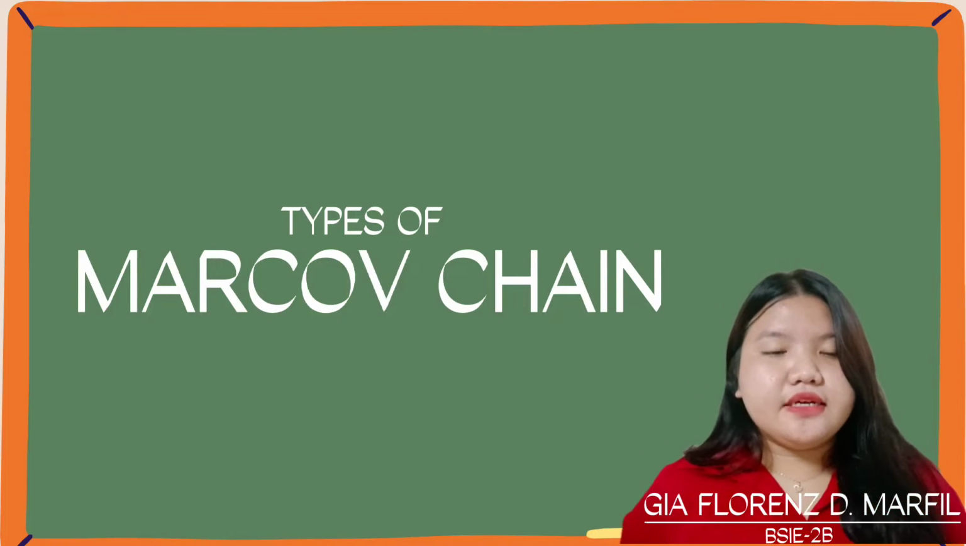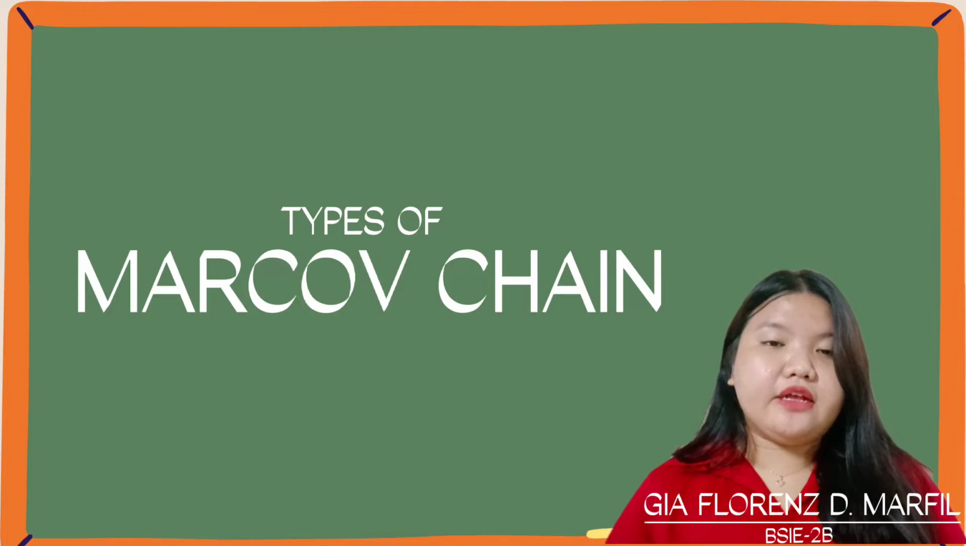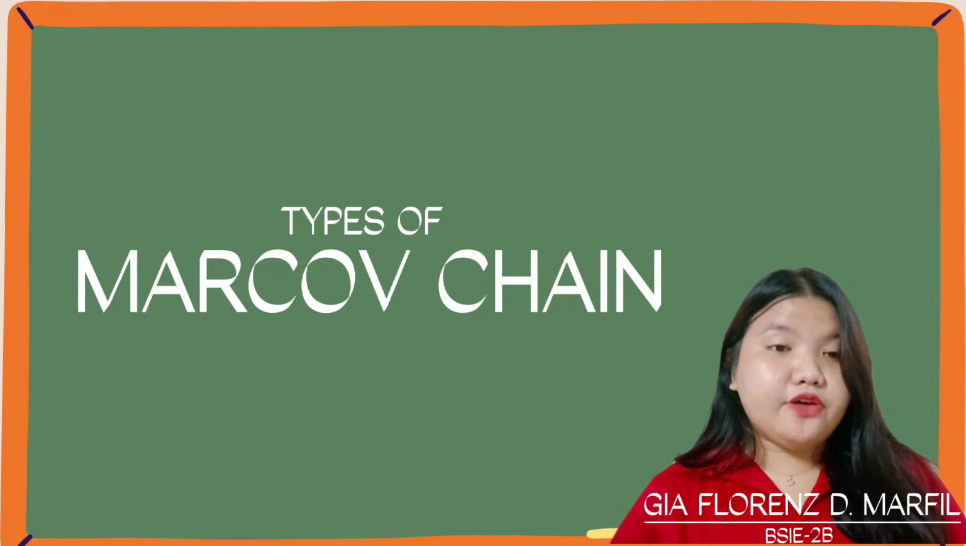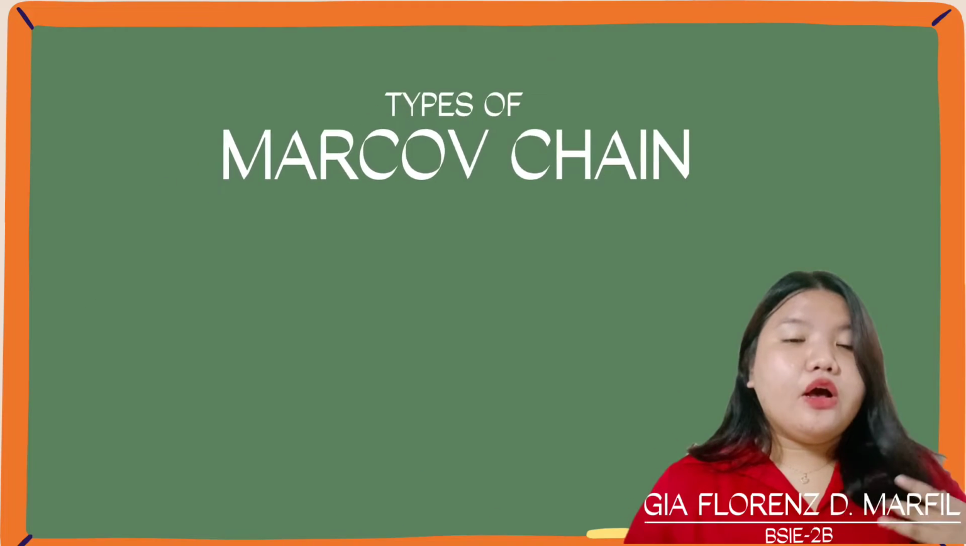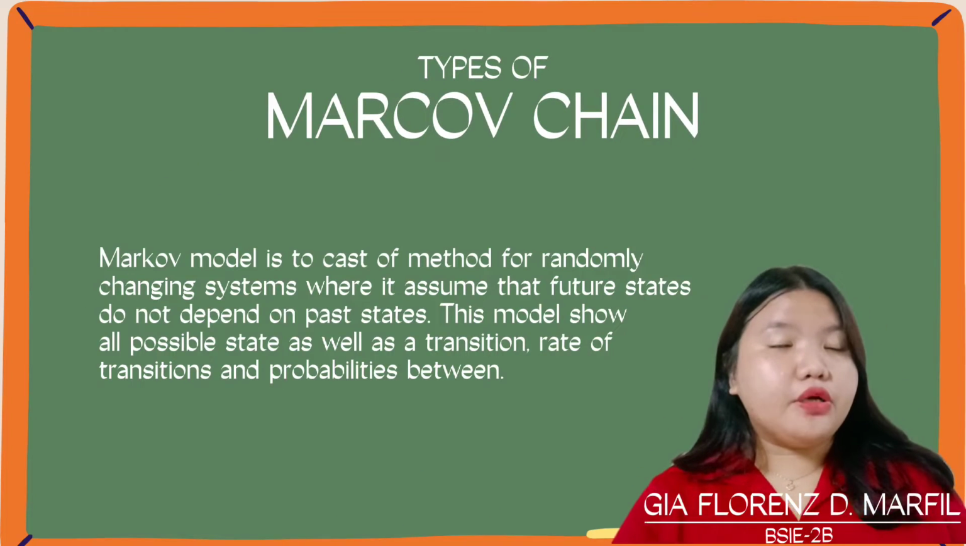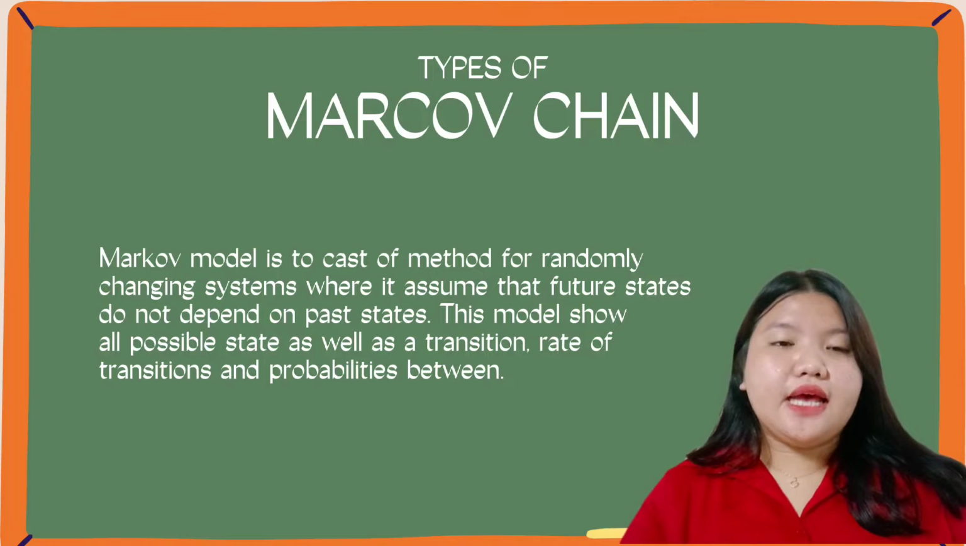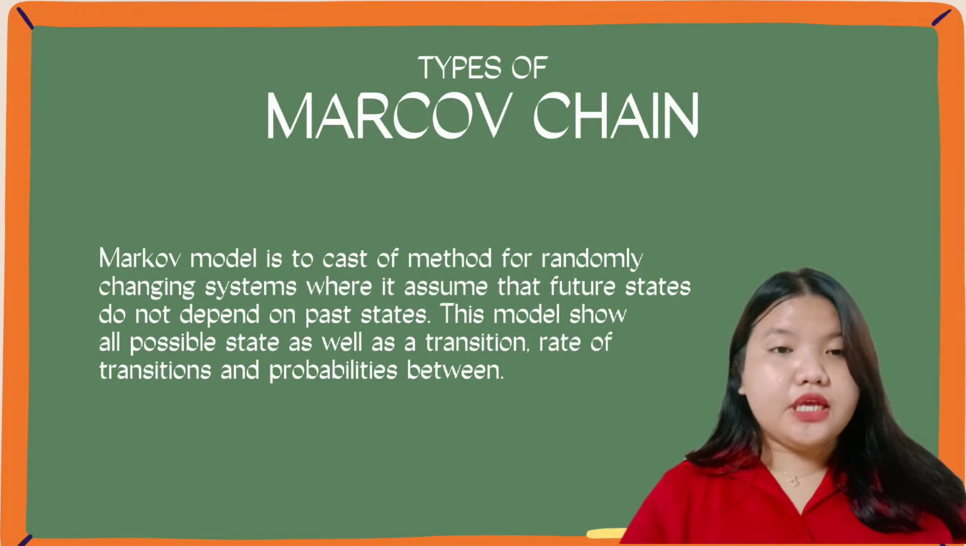Now we have discussed the properties of Markov chains. Now let's tackle the types of Markov chain. To start off, we have the Markov model. A Markov model is a stochastic method for randomly changing systems where it is assumed that future states do not depend on past states.